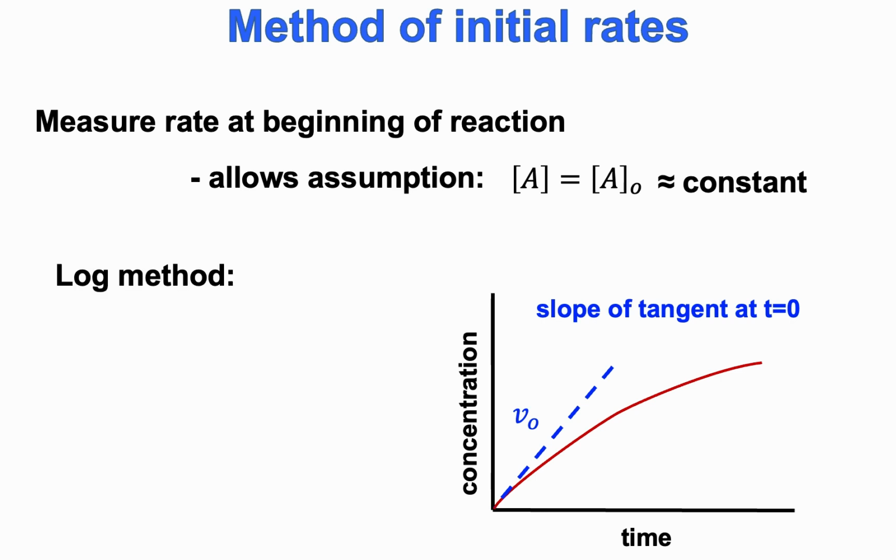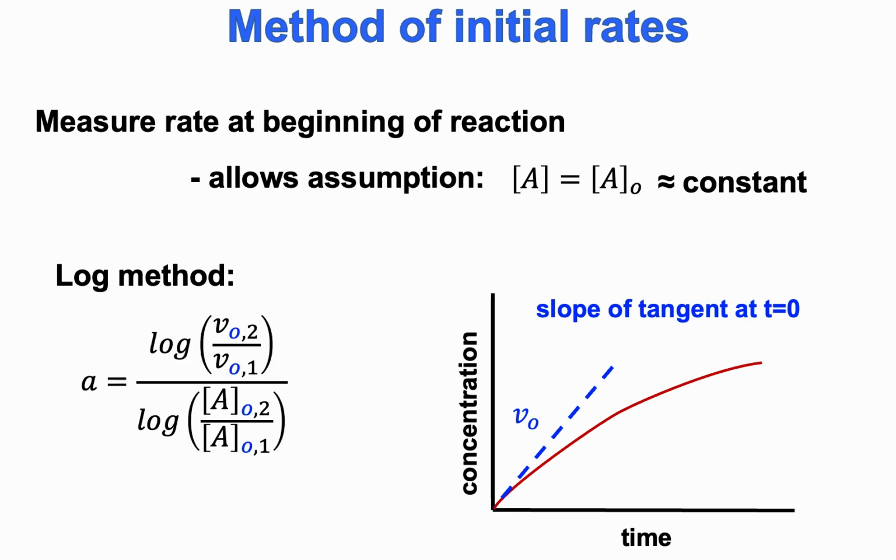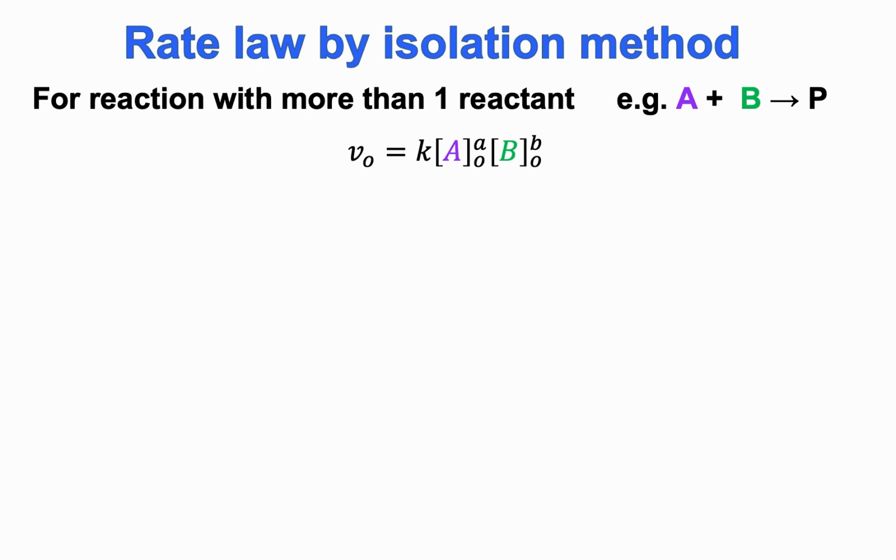If we were to apply this approximation to our log method, then now the reaction order is given by this equation, which is the same as the equation on the previous slide, except now we're talking about initial rates and initial concentrations. If we have more than one reactant, we can use the log method to find the reaction order for each of our reagents.